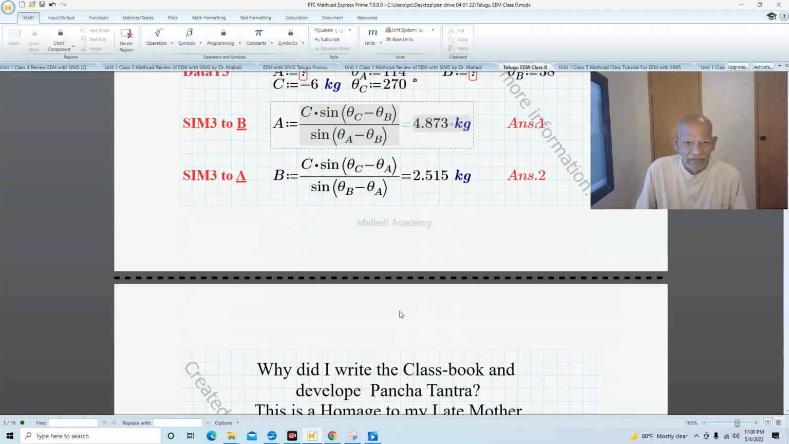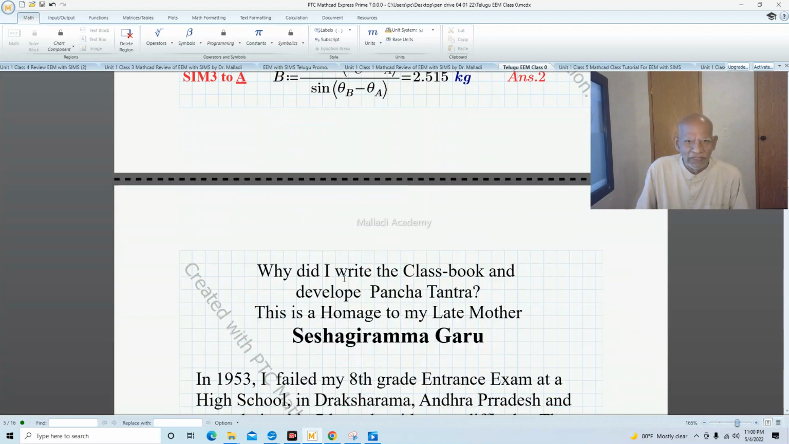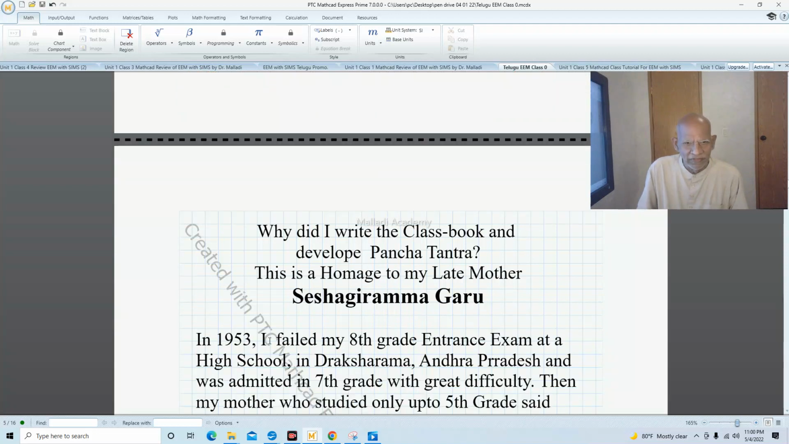Now, why did I write this class book and develop Panchatantra? This is a kind of homage to my late mother, Sashigiramma Garu. In 1953, I failed my 8th grade entrance examination at a high school in Draksharama, Andhra Pradesh, and I was admitted in 7th grade with great difficulty.